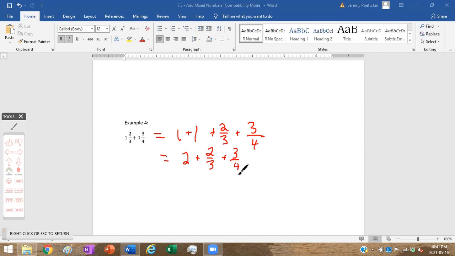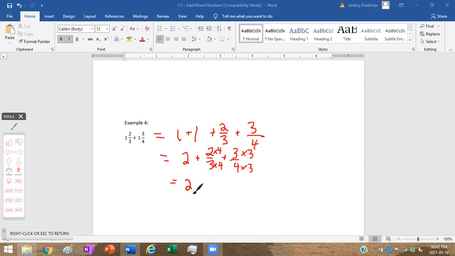Common denominator of 3 and 4. Right, I can count by 3: 3, 6, 9, 12. Count by 4: 4, 8, 12. Perfect. Or I can say, hey, I'm going to multiply both by the other. So multiply this by 4 over 4. Either way, I'm multiplying 3 times 4 because that gives me 12. I'm multiplying the 4 at the bottom here times 3 because that gives me 12. And then I got to do the same thing on the top.